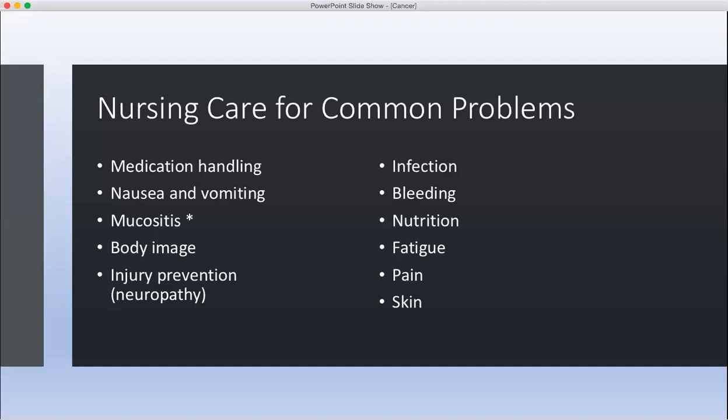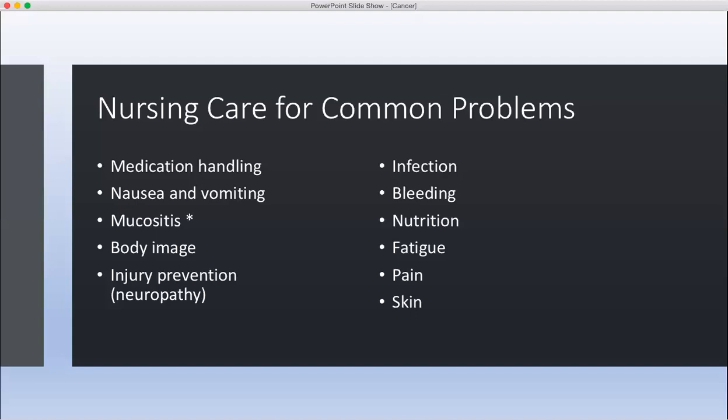Oftentimes medications or IV fluids like normal saline might infiltrate and the body will just reabsorb it. It'll be just fine. Other times, if medications infiltrate into that tissue, they can be very damaging. In fact, we like to use the word extravasation when a medication that's caustic or damaging to the tissue infiltrates into the tissue around the vein because of an IV that's not functioning the way that it should. When a patient is receiving antineoplastic therapy, if that medication infiltrates into the tissue around their IV, it can kill that tissue, causing tissue necrosis and death. So we have to make sure that we have good IVs.